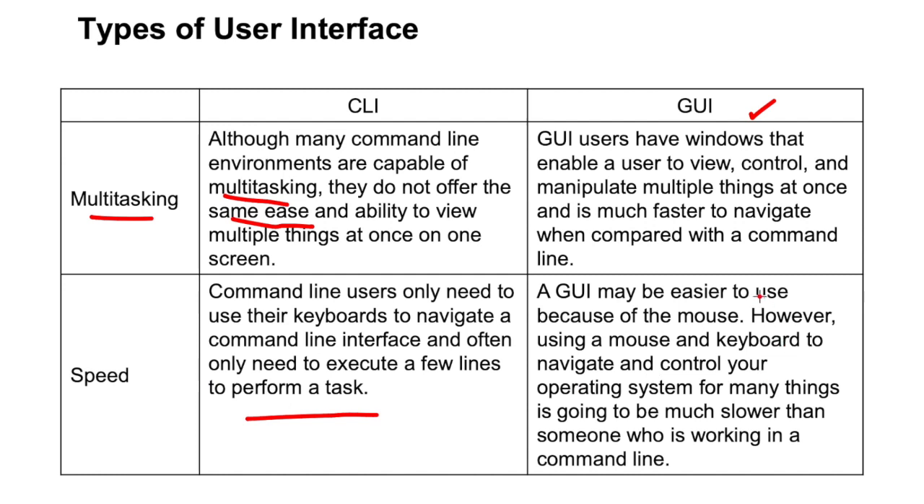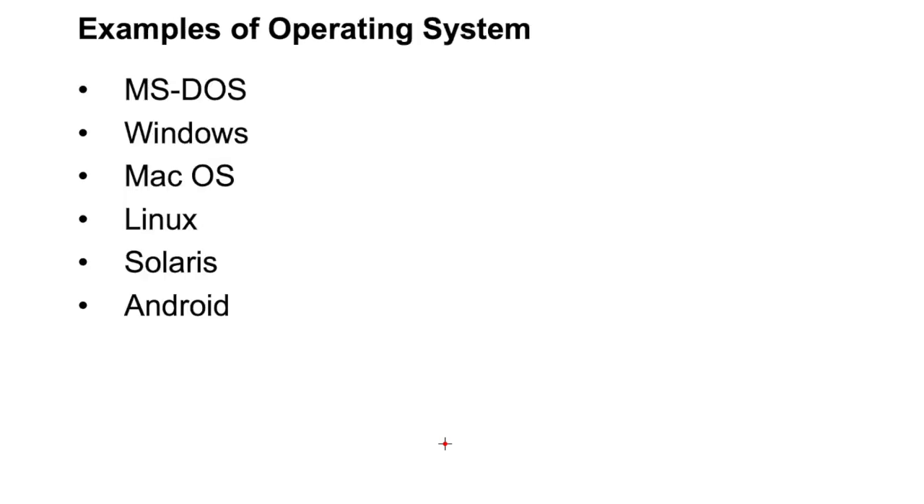Whereas graphical user interfaces are easier with the use of a mouse. However, using the mouse and keyboard to navigate and control the operating system for many things is much slower than the command line interface. So compared in terms of speed, we can achieve much more in the command line interface if we are familiar with it. Examples of operating systems are MS-DOS, Microsoft Windows, Mac operating system, Linux, Solaris, Android.